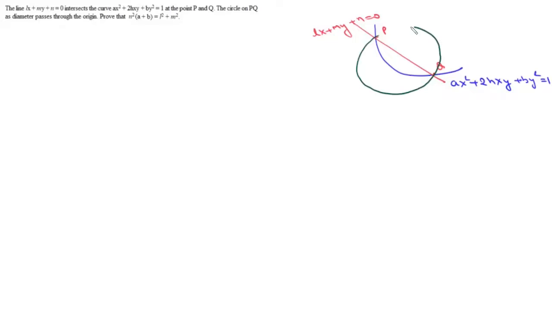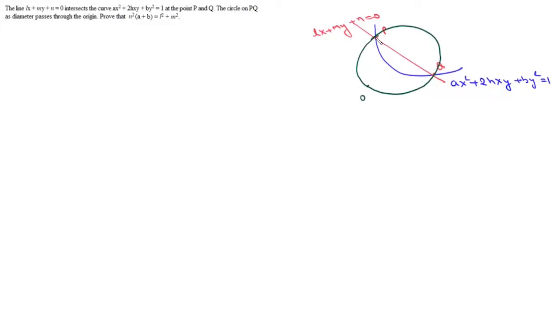So here we have this curve ax² + 2hxy + by² = 1, and then we have this line Lx + my + n = 0. Now these 2 points are P and Q. Now it says the circle on PQ as diameter passes through origin. So we have this circle which is drawn on PQ as diameter and it passes through origin.